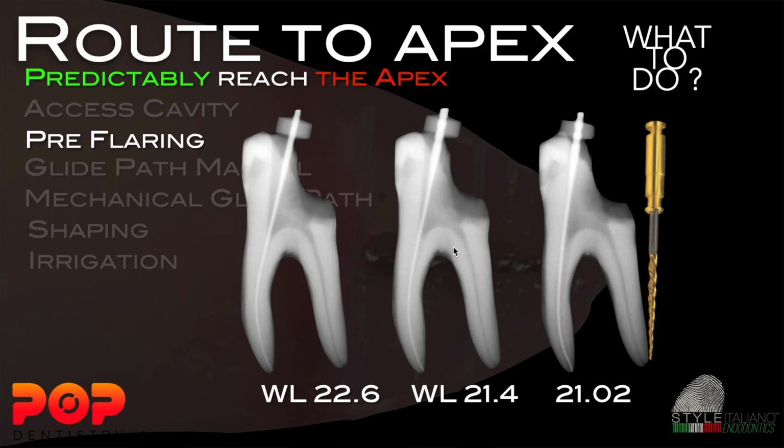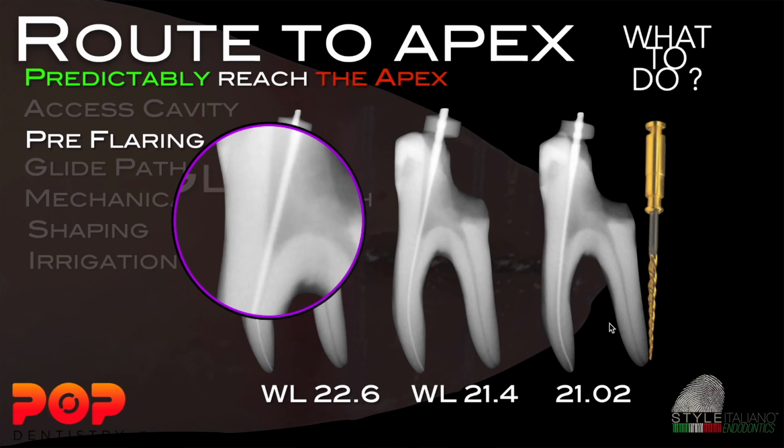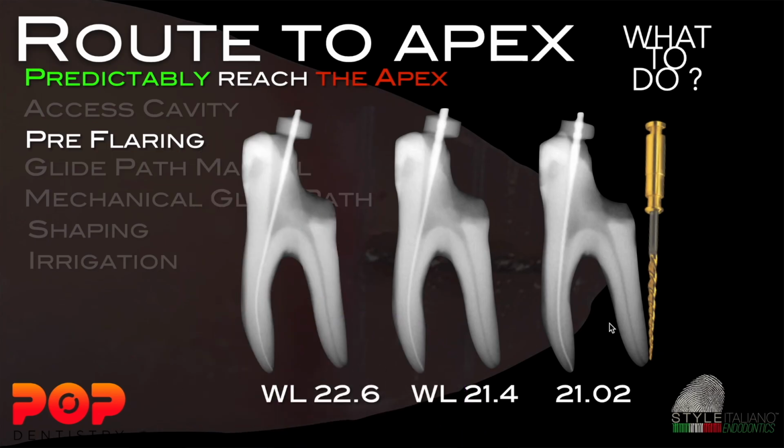You can see that in this case we have the file at a working length of 22, but after pre-enlarging this case manually, we got 21, and after that we have 21.02. What I want to say is that with the manual file, the working length gets shortened during the treatment. So before using the working length and before going with the apex locator, I have to do a pre-enlargement for the canals.